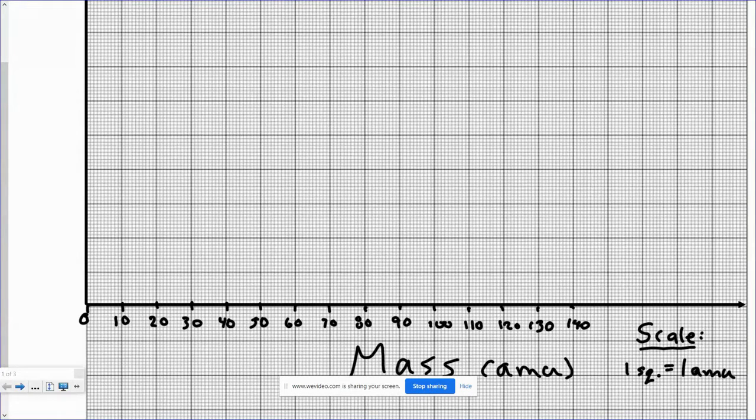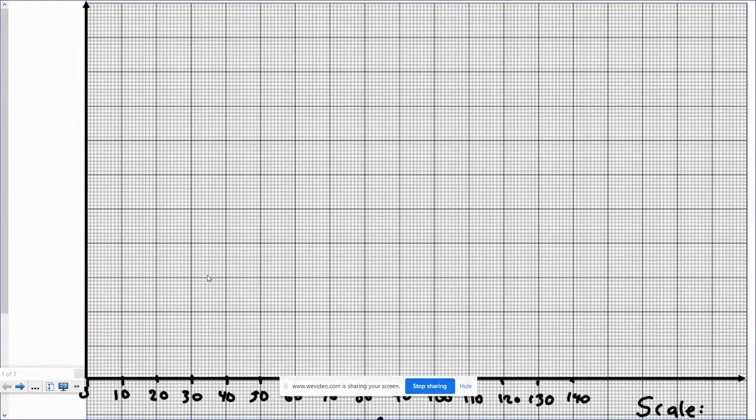All right, so we've got our axis all set up here. So starting with 0 AMUs, we're going up all the way to 140 AMUs. That should be sufficient to fit all of our data. And then every one of those small squares is equal to exactly 1 atomic mass unit. Now, let's go up the other side of the graph.